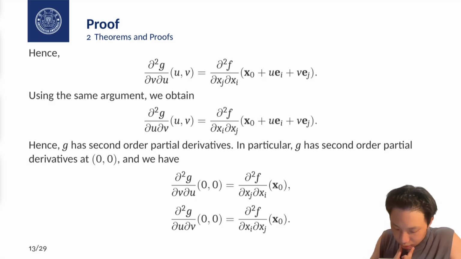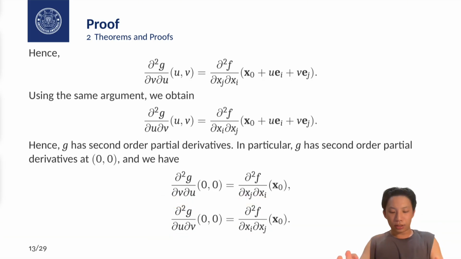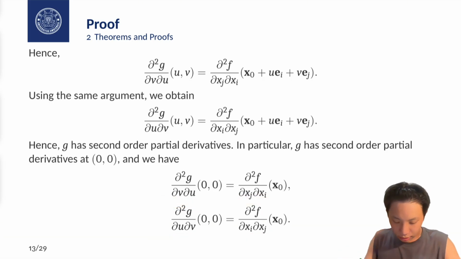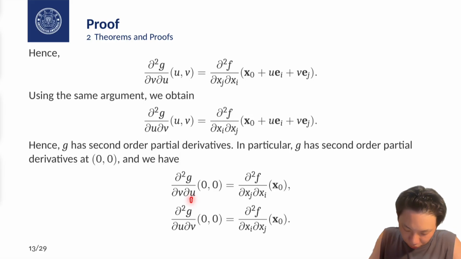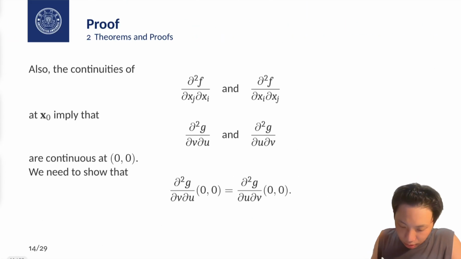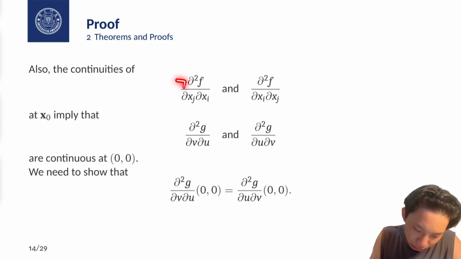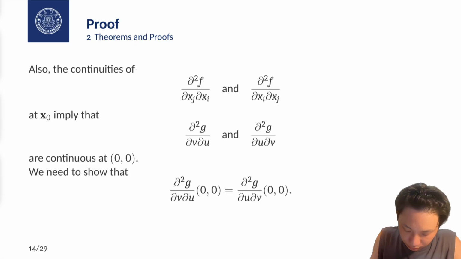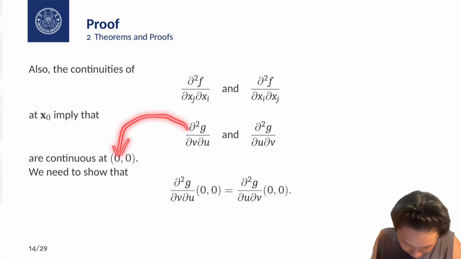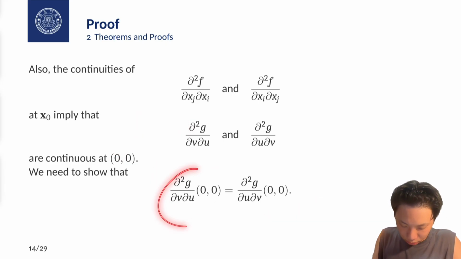Now we plug (0, 0) into these two equations, and we get this. Now the question has become easy. The proof becomes easy because if we prove these two are equal, then we complete the proof, since it will show these two are also equal. By the assumption, the mixed second order partial derivative of f is continuous at x0. This implies that the mixed second order partial derivative of g is also continuous at point (0, 0). So now we need to show that these two are equal.